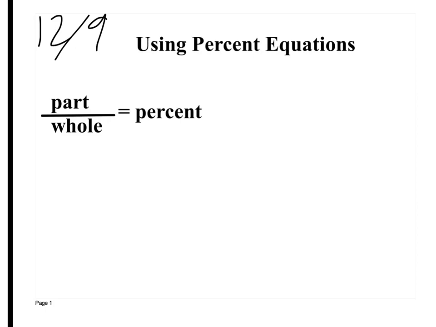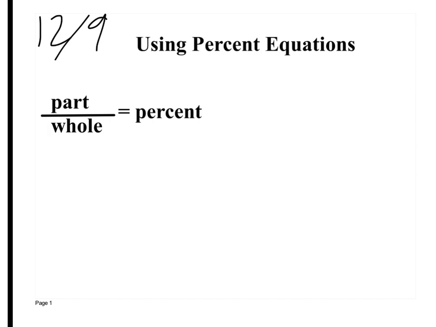Using the percent equations. This is the main one. This is the first one you get. You get part over whole equals percent. So if you want to find the percent of something, let's say you got 19 out of 20 points on that homework. What you would do is take the 19 divided by the 20, the part divided by the whole. You would get 0.95, and then you change it to your percent. So that's the percent equation if you want to find percent.